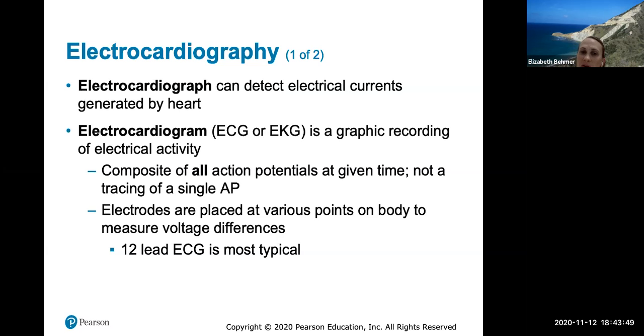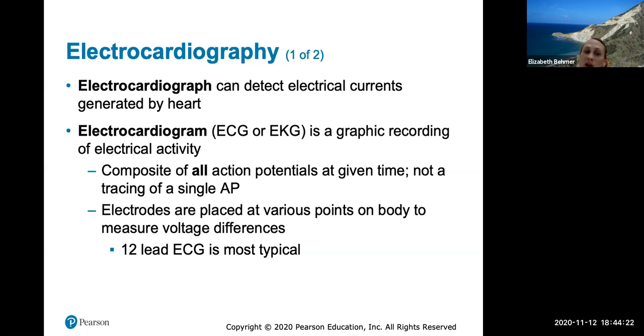An electrocardiograph can detect electrical currents generated by the heart, and an electrocardiogram is a graphic recording of electrical activity over time. We call it an ECG or EKG in German. Cardio is a K. It's a composite of all the action potentials at a given time, not a tracing of a single action potential. So it will go through cardiac cycle after cardiac cycle, showing how well the heart is beating due to the electrical stimulus passing through it.